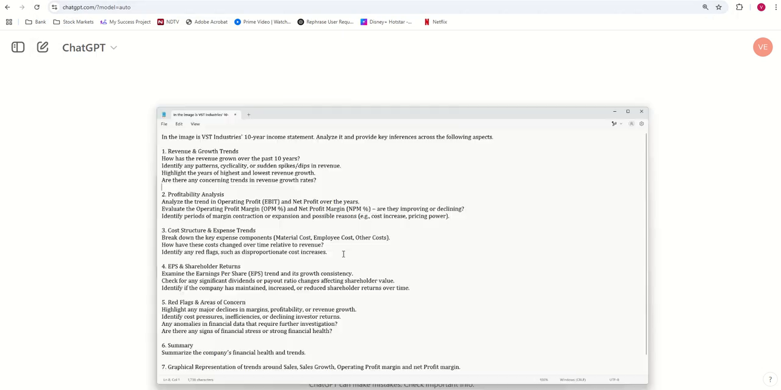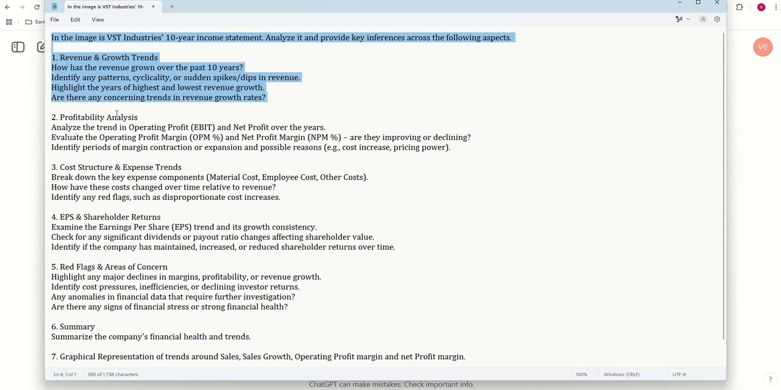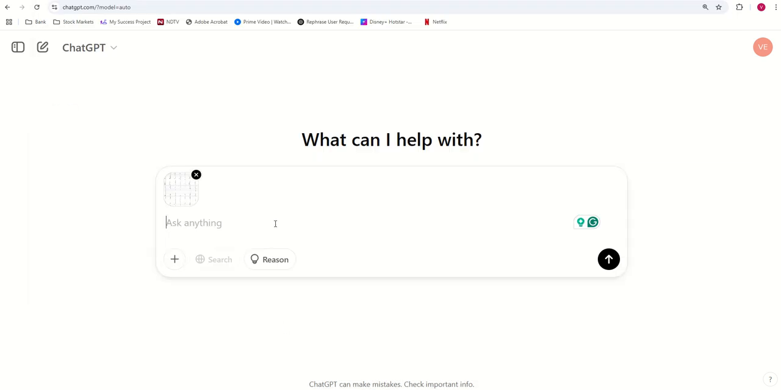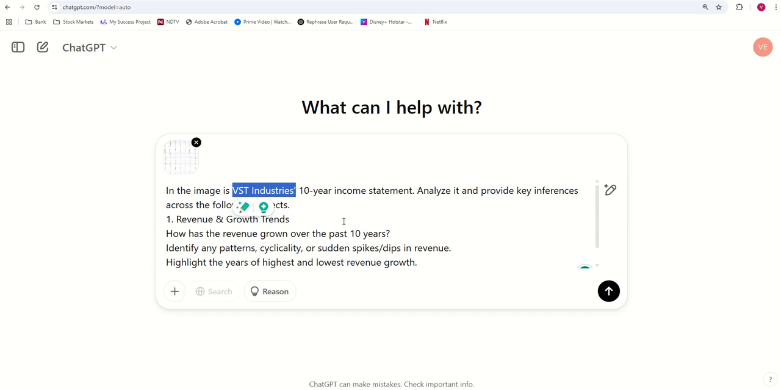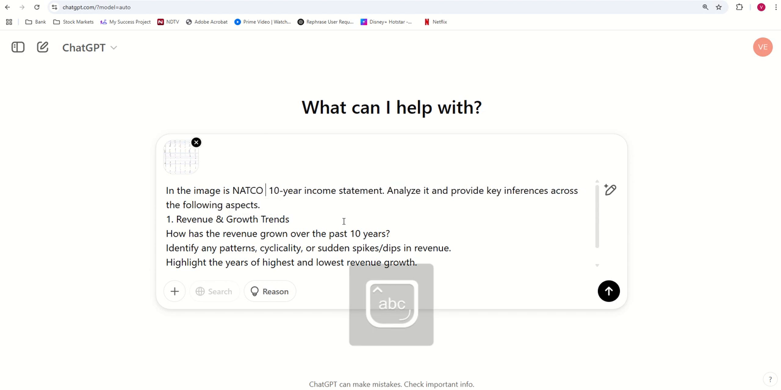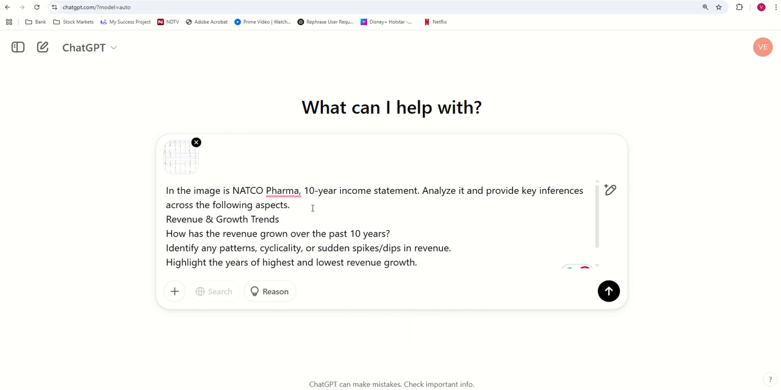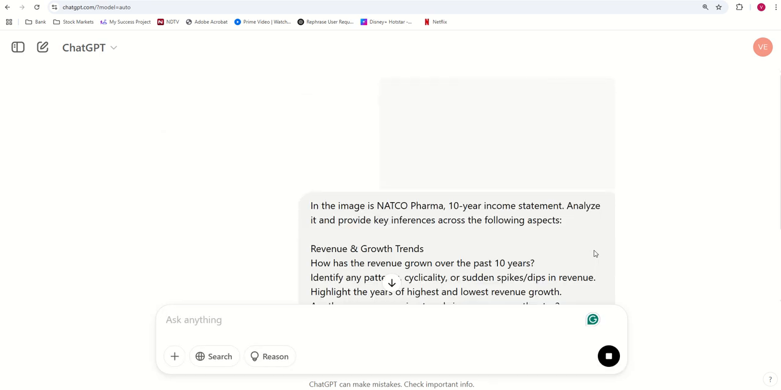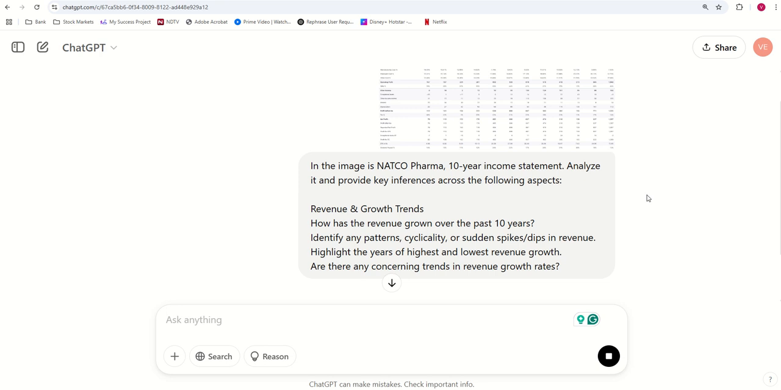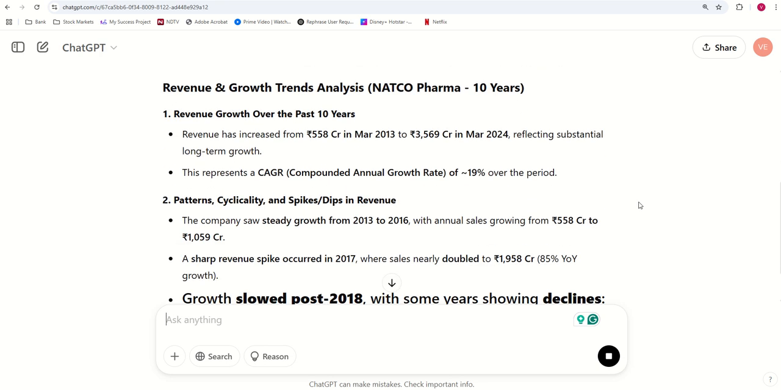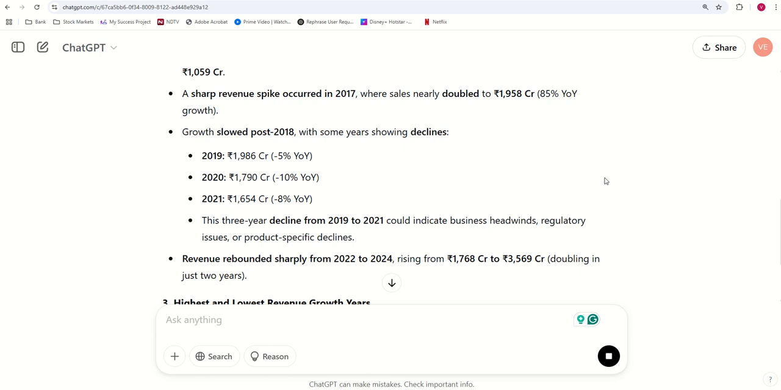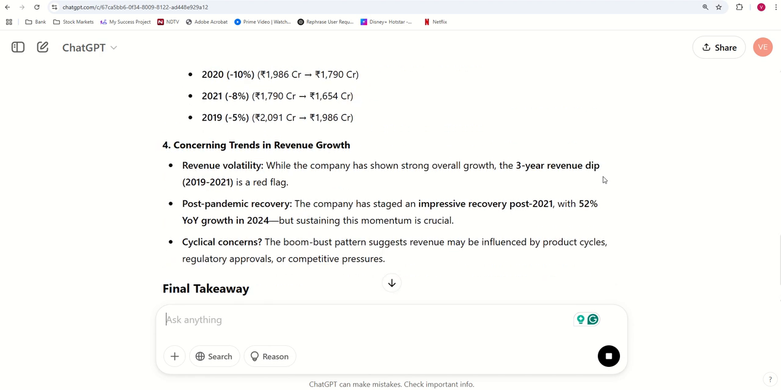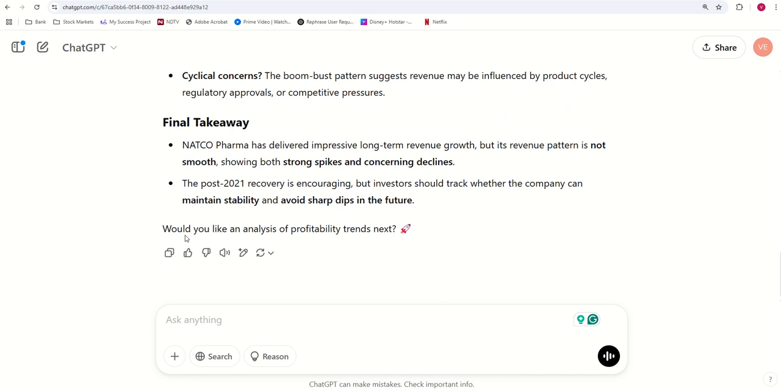Okay, this is uploaded. So now I'm going to copy and put this as a prompt. This is not BST industry, this is Natco Pharma. Okay, now it started giving the insights. You don't get the table like last time. Cool. So it is asking, do you want analysis of profitability trends next?